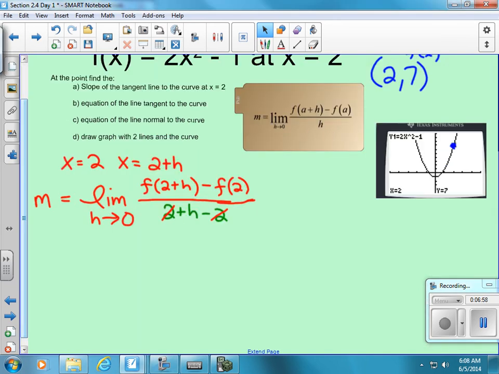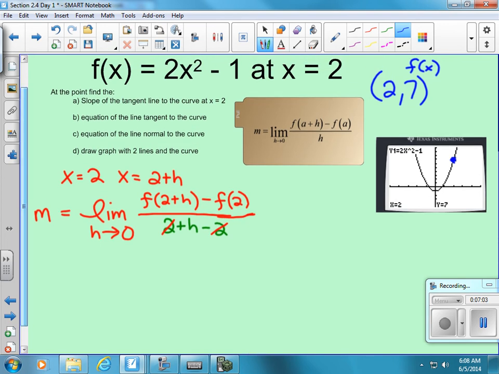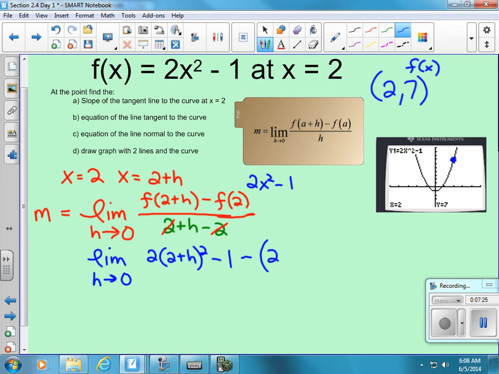I don't know that they really mention that here. Okay, so if we take our function 2x squared minus 1, we're going to plug in 2 plus h, and we're going to plug in 2. And then we're going to take the limit as h goes to 0 of this. So we have 2 times (2 plus h) squared minus 1, minus (2 times 2 squared minus 1), divided by h.